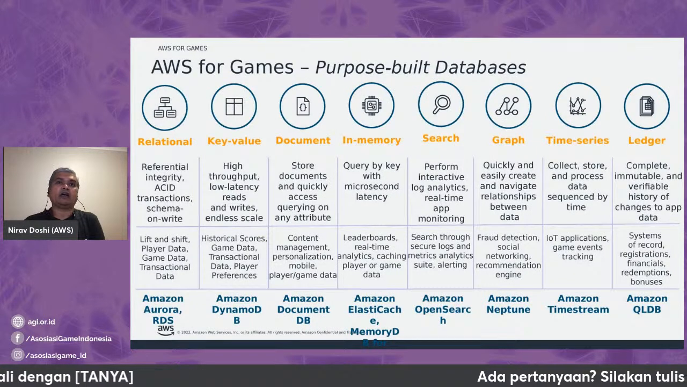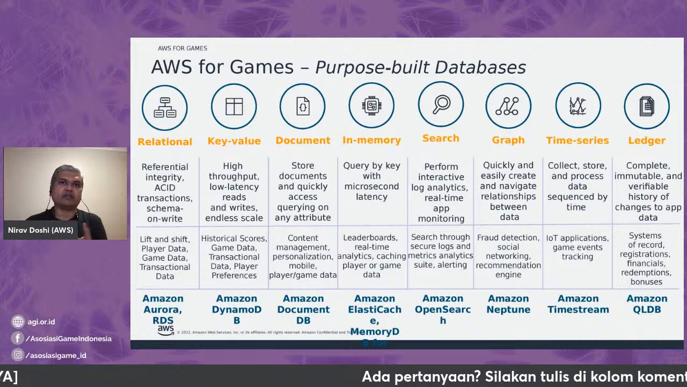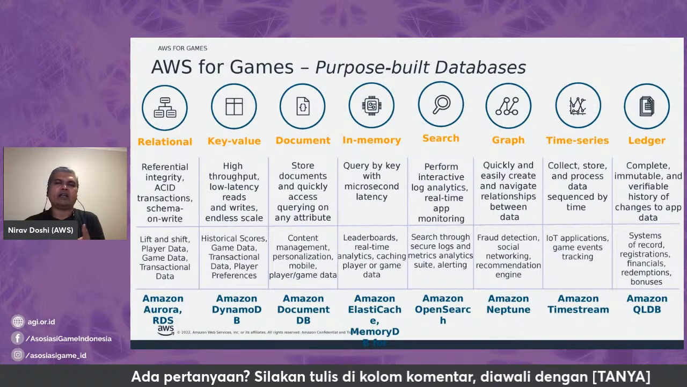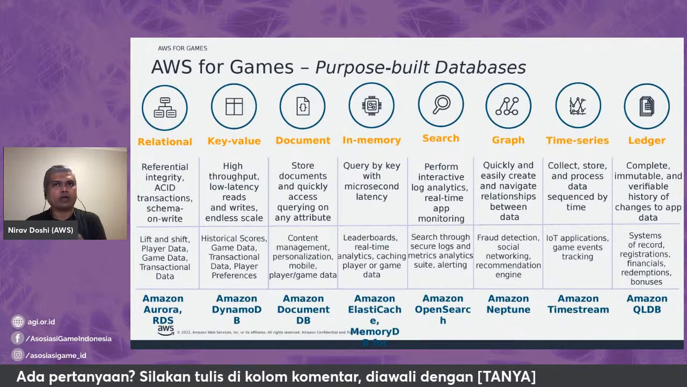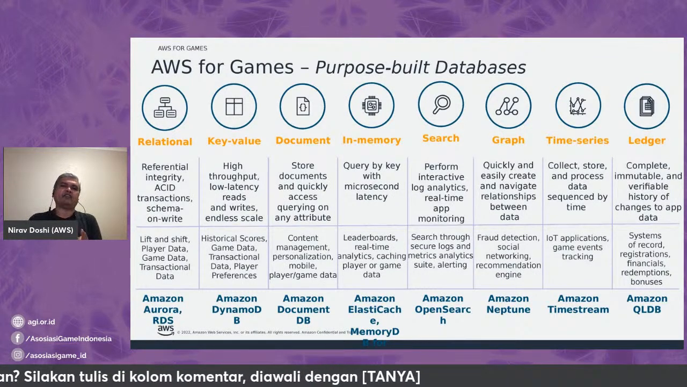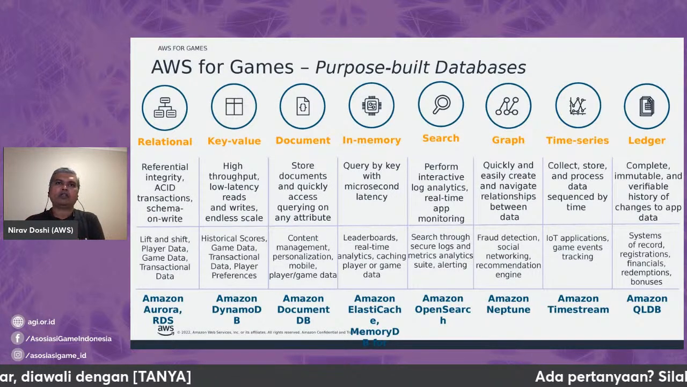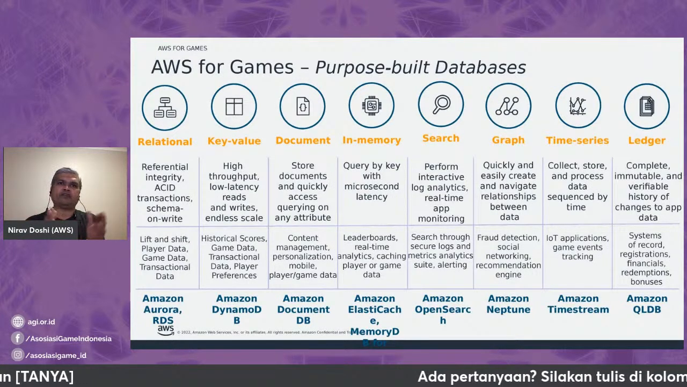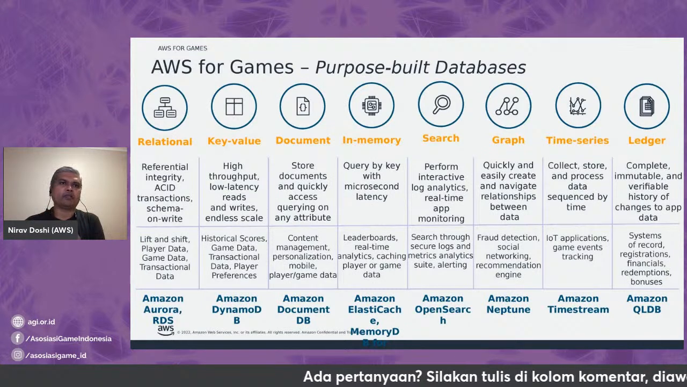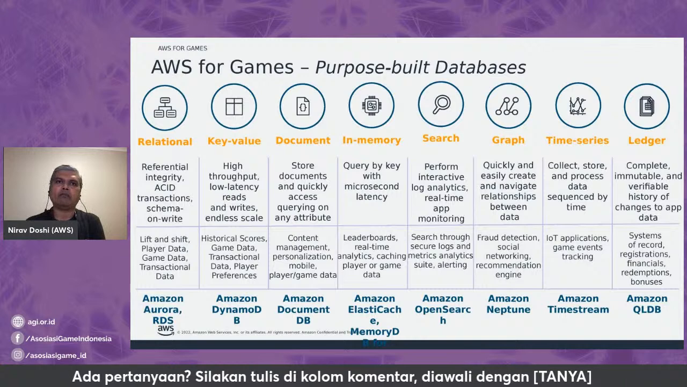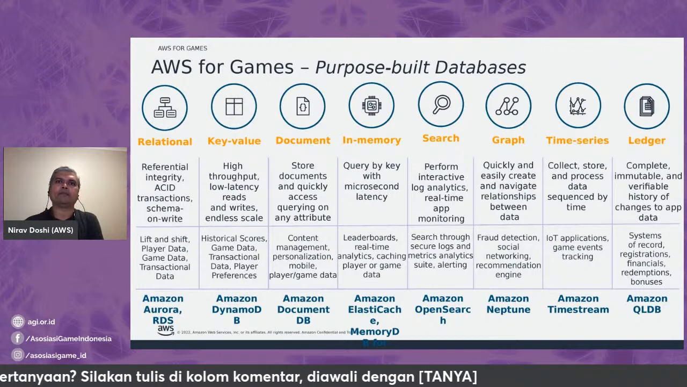I was running out of space. There are two more services. We also have a managed Cassandra service, which is called Keyspaces. And we also have a data warehouse called Redshift. That is also a very powerful database engine that we offer. So if you're using any kind of database, you will be able to find something on AWS which will help you run your game efficiently.